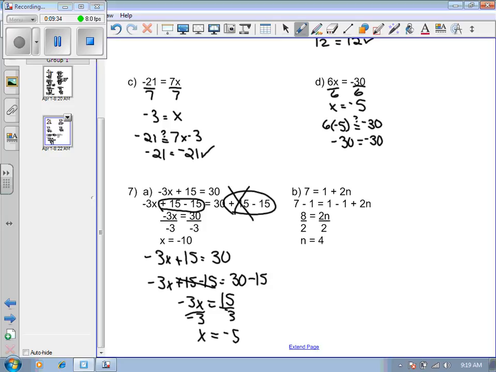Good. What was the mistake that was made over on number B? Letter B. Sorry, Curtis. What was the mistake that was made over here? Right. They added instead of subtracted, right? So 7 equals 1 plus 2n. 7 minus 1 equals 1 minus 1 plus 2n. These guys cancel out. What is 7 minus 1? It should be 6 here. Divide both sides by 2. These guys become 3. That becomes n. So they should have got an answer of 3 instead. Okay, good.